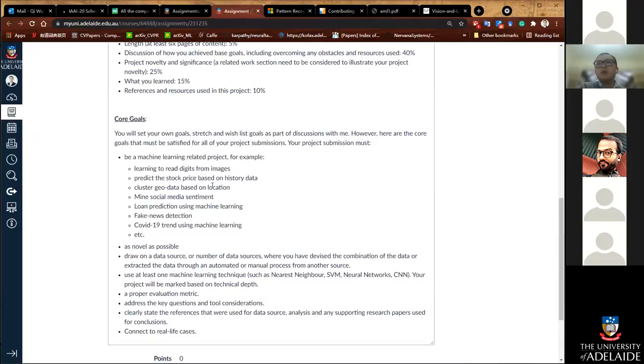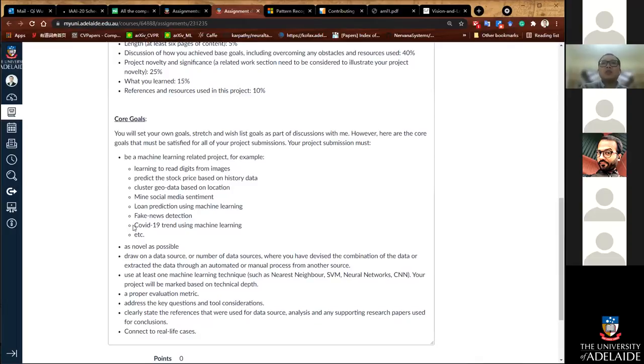So here I gave you some examples like machine learning related projects, for example, learning to read the digits from images, predict stock price based on history data, cluster geo data based on location, mine social media sentiment. Well, these are not novel, okay? These are just some projects. So you have a general idea about what kind of machine learning project we are expecting, right? So basically, this is a project that we need to use machine learning to solve. That doesn't mean these are ideal projects because they are not novel. They are projects from previous years.